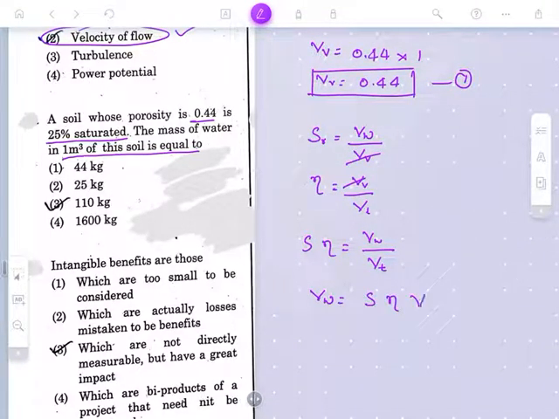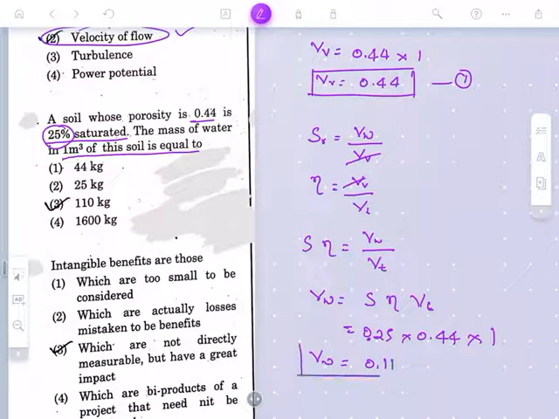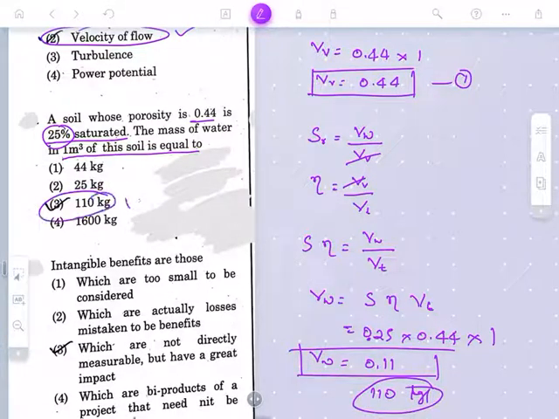Volume of water will be equal to S into N into Vt. S is already given in the question, which is 25%, that is 0.25, porosity is 0.44, and the total volume is 1 meter cube. If you substitute this, you will get volume of water equal to 0.11 meter cube. In terms of kgs it will be 110 kgs. So this would be the right answer for this question.